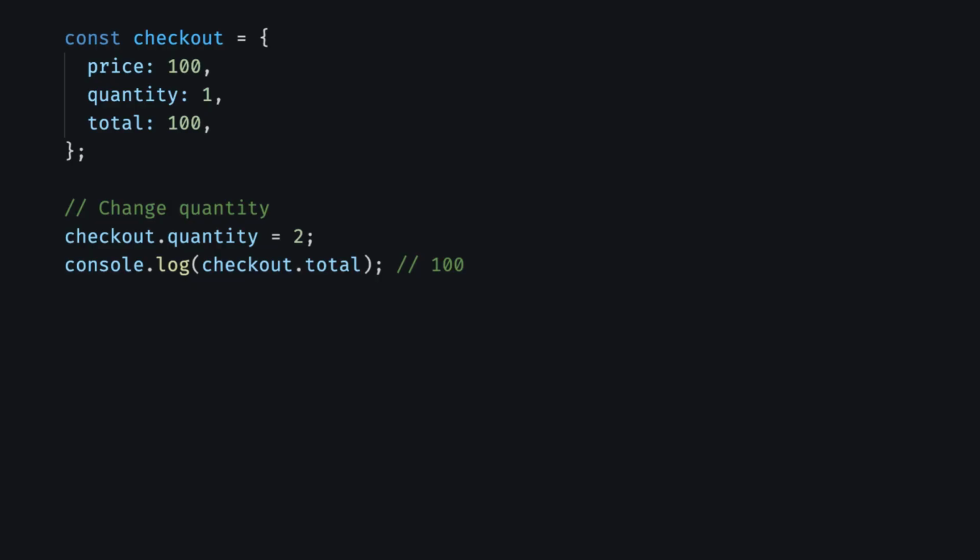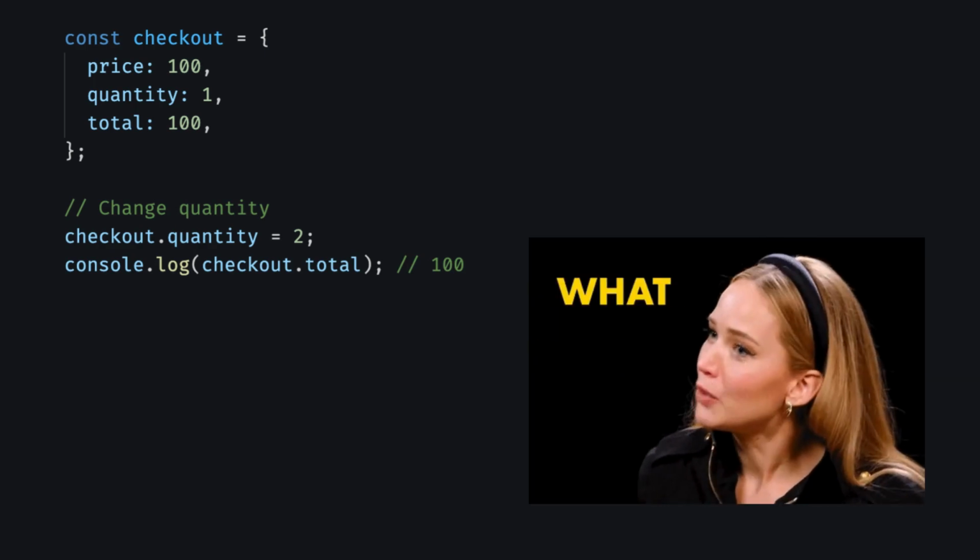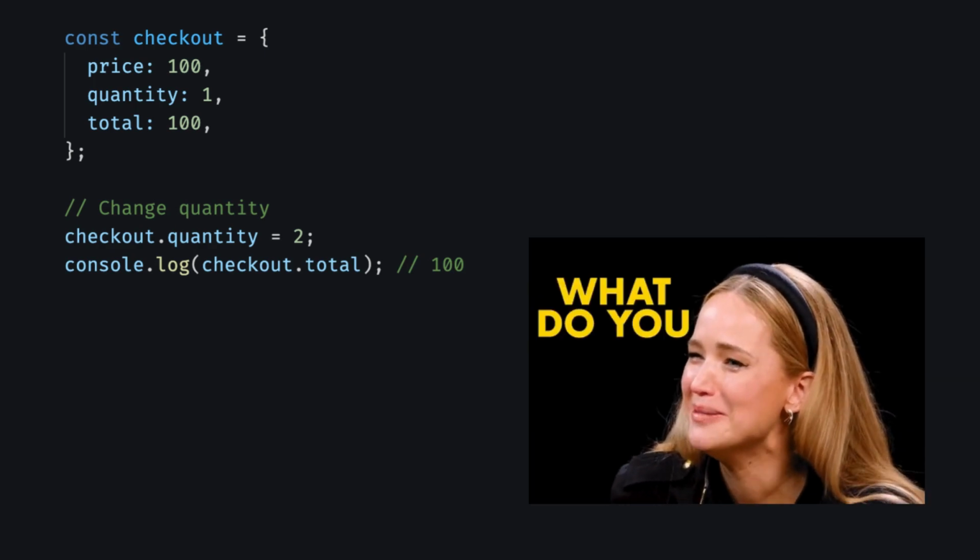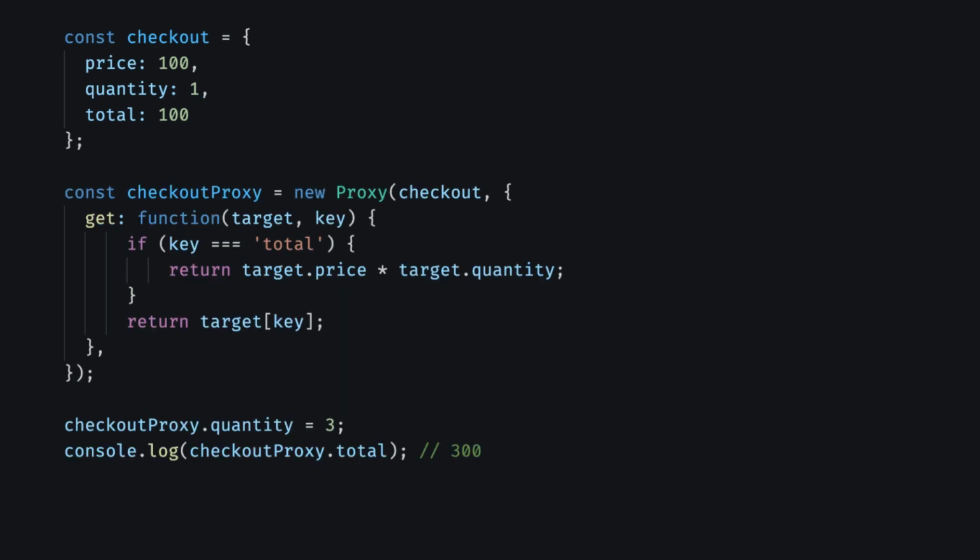Now, before we jump into the code, let's gain a better grasp of the proxy with a practical example. Imagine we have a checkout object initialized with properties like price, quantity, and total. However, there's a quirk: when we modify the quantity to 2, the total remains stubbornly at 100. This inconsistency arises because any change in quantity or price requires a manual update of the total.